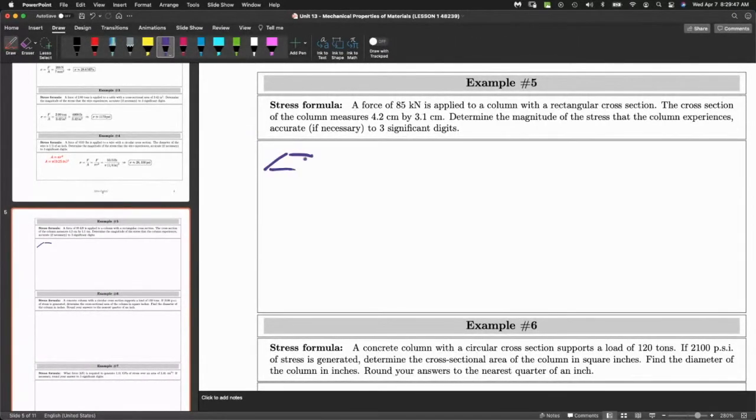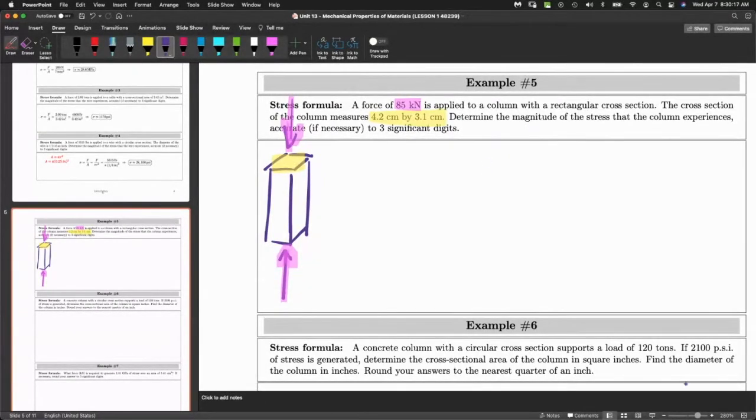So here's the column. It's a rectangular cross section like that. But what you have is a force that's acting this way through the column. And this area is the cross-section area, which is that 4.2 by 3.1 centimeters respectively. The force is 85 kilonewtons, which we're just going to color the arrow with instead of retyping the number. So we have the goods here to play.